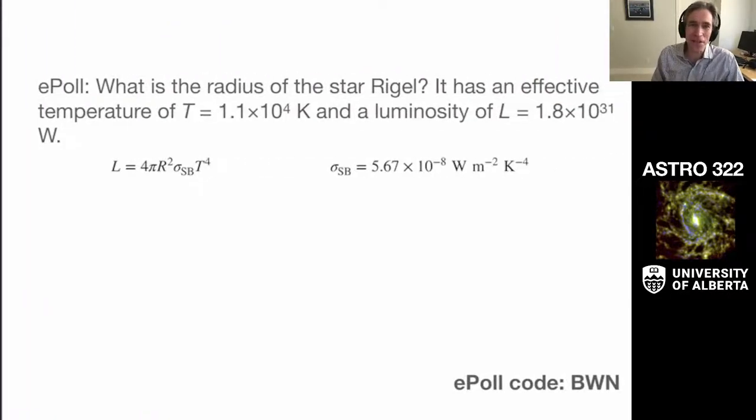Let's do something far less brutal, which is to actually calculate the radius of the star Rigel. This is the actual properties of the star. It has an effective temperature of 11,000 Kelvin and a luminosity of 1.8 times 10 to the 31 watts. That's the total emergent power. And this immediately triggers the Stefan-Boltzmann law. So here, we're just going to find the radius given these other pieces.